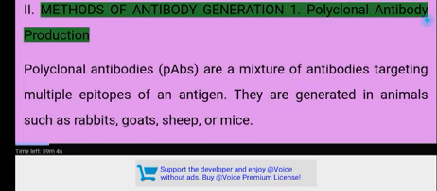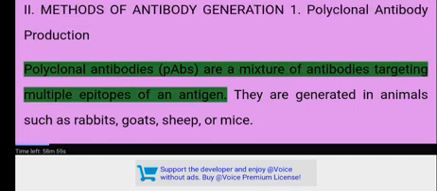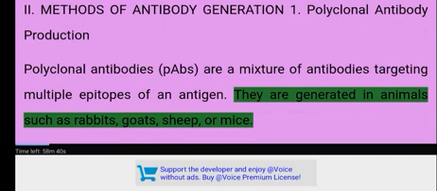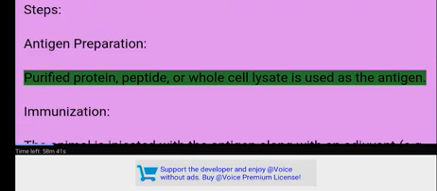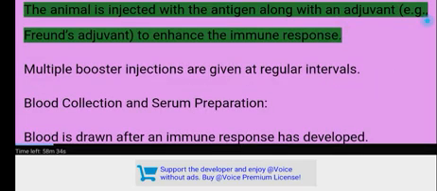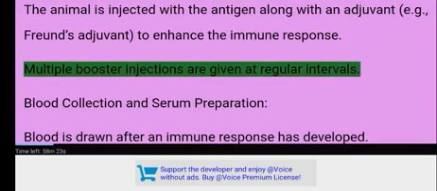Two, methods of antibody generation. One, polyclonal antibody production. Polyclonal antibodies, PAbs, are a mixture of antibodies targeting multiple epitopes of an antigen. They are generated in animals such as rabbits, goats, sheep, or mice. Steps. Antigen preparation: purified protein, peptide, or whole cell lysate is used as the antigen. Immunization: the animal is injected with the antigen along with an adjuvant, e.g., Freund's adjuvant, to enhance the immune response. Multiple booster injections are given at regular intervals.